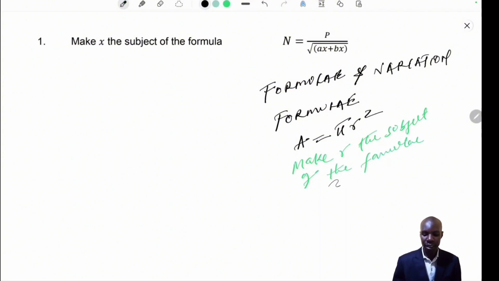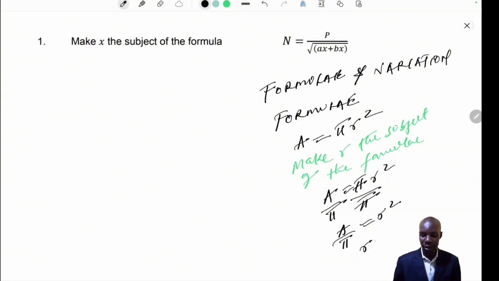So the formula that we are given is A is equal to pi r squared. If I want to make r the subject of this formula, then it will force me to divide both sides by pi. Then on the right hand side, pi will cancel out, and I'll be left with area over pi is equal to r squared. If I get the square root, then r alone will be equal to the square root of A over pi. And this one, we've made r the subject of the formula.